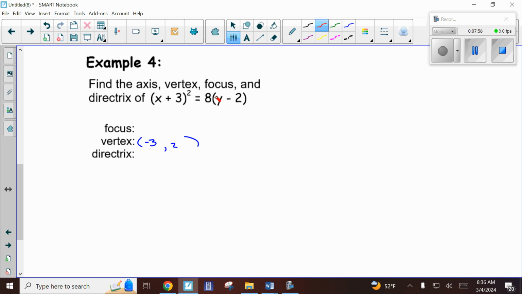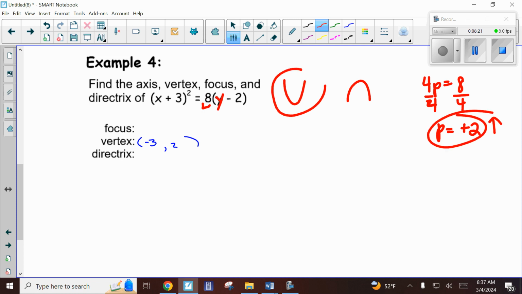Now this one has a y on the right, so that means the graph has to either go up or down. So we're going to take the number from the front and set that equal to 4p. Divide by 4, and p is equal to +2. So again, I only have 2 options. It's either up or down. Because it's positive, it's up. So that means that it has to be this graph.